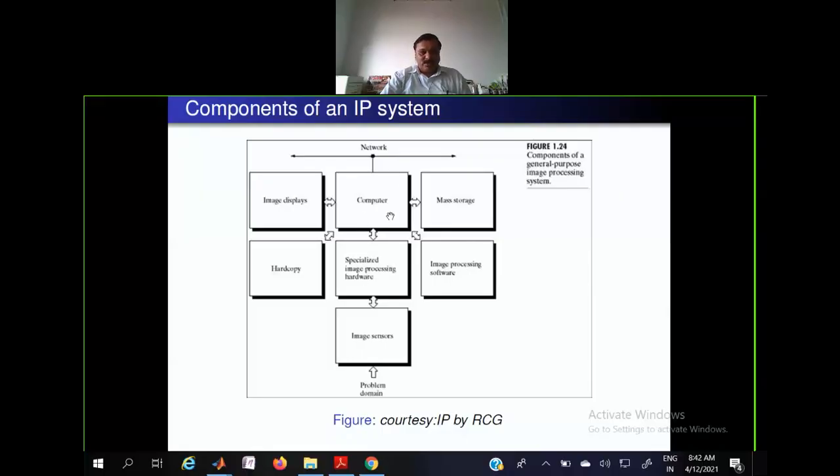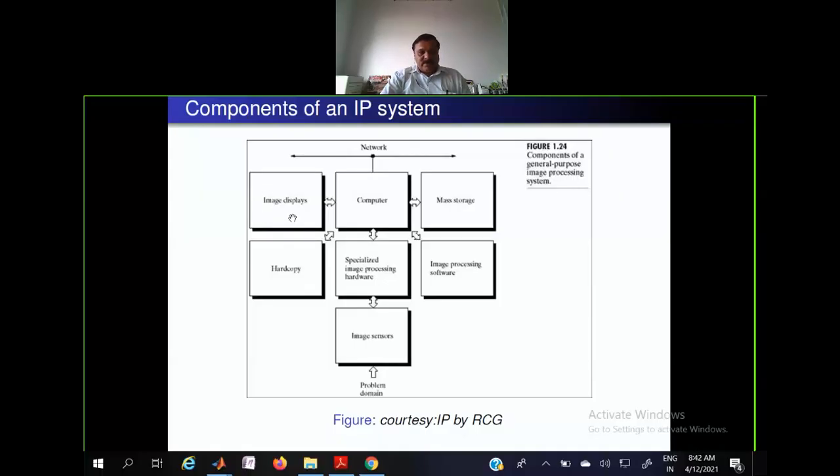Maybe you may have to display the data. You want to see what is happening. You want to debug. So I need some computer also. I may have to take a hard copy of the data, so I need a device which can give me the hard copy. You want to display the data, so you need some specialized display devices. Why is it a specialized display?